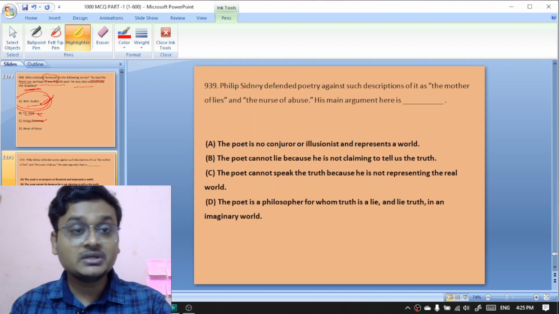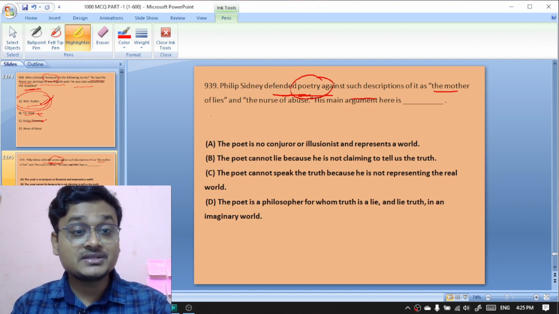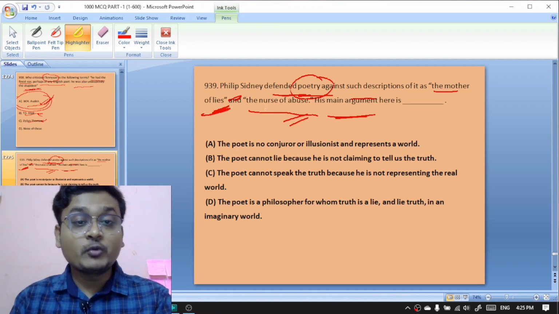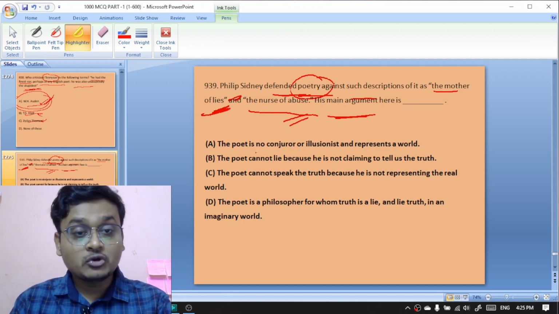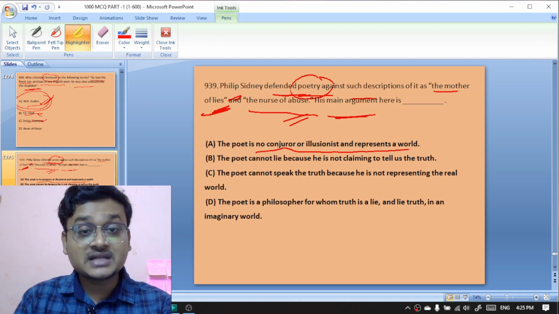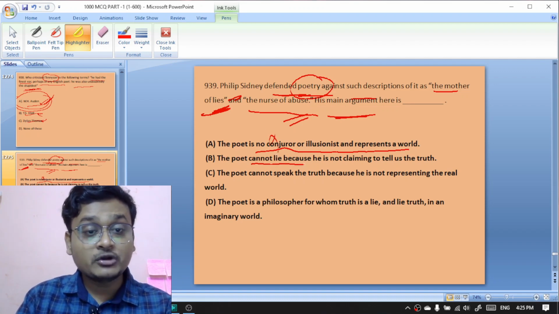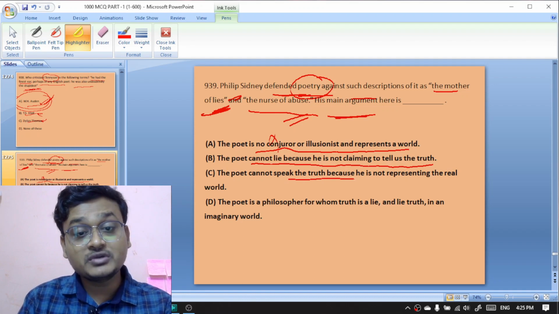Next question: Philip Sidney defended poetry against the church's description of it as the mother of lies and the nurse of abuse. Who said this? Plato. So Philip Sidney defended poetry against such descriptions. The poet is no conjurer or illusionist and does not represent a world. The options: the poet cannot lie because he is not claiming to tell us the truth; the poet cannot speak the truth because he is not representing the real world; the poet is a philosopher for whom the truth is lying.